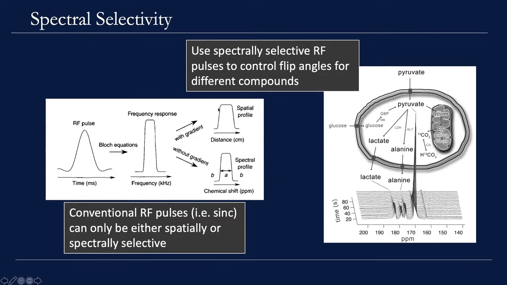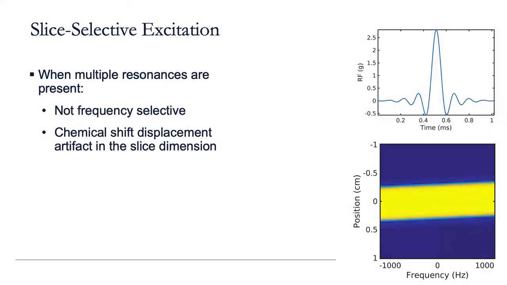And so these types of conventional pulses, sinc or Gaussian, can typically be only one or the other, right? So when you play out your RF pulse, in this case it's a time bandwidth for sinc, in conjunction with a slice select gradient, you have this spatial and spectral response, right? And the problem you have in this case is when you have multiple resonances present, this type of pulse is not frequency selective, right?